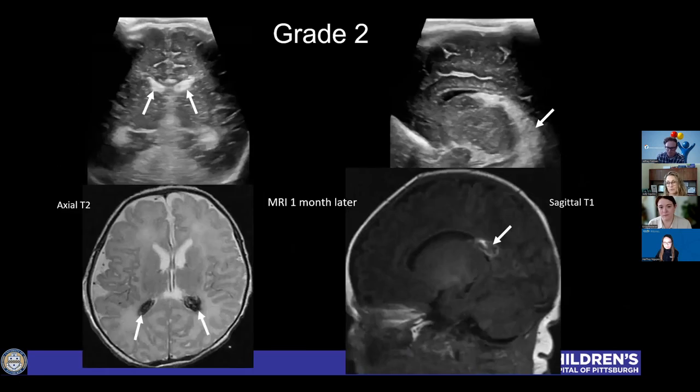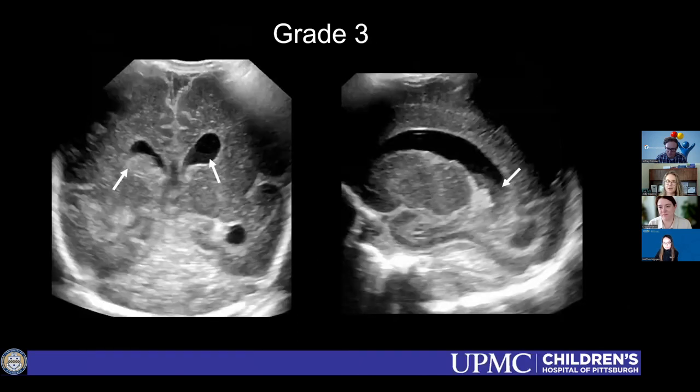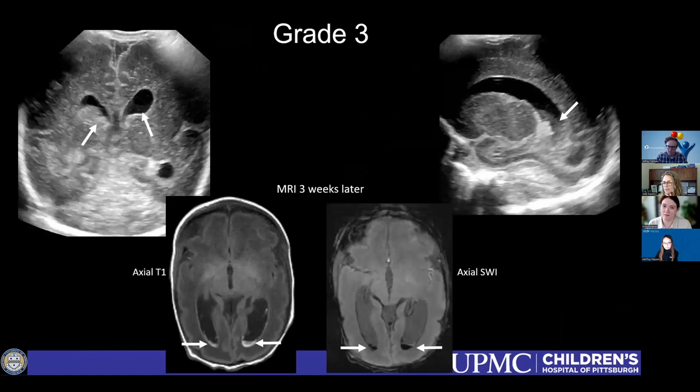I find grade 2 hemorrhage incredibly challenging because it can be hard to distinguish the choroid plexus from blood. When it extends anteriorly, obviously we can see that, but when it's kind of just sitting on top of the occipital horn choroid plexus, I find it more challenging. And then grade 3, I feel, is the easiest, because there's blood and the ventricles are big, so you can actually see the blood. Yeah, this was just this child's follow-up.